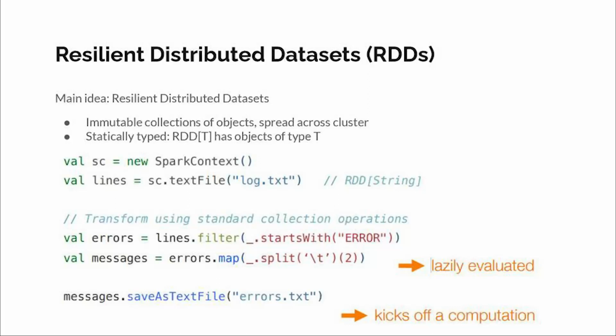Now, in this example, we are also creating two other variables, which are errors and messages, by filtering the data in the lines RDD. Then we are saving those messages as error.txt. So this is a simple program wherein we are loading a log file, filtering that data in the log file into errors and messages, and then saving the messages. But all of this program is executed in a very lazy manner, and it is known as lazy evaluation, which is one of the features of Spark.